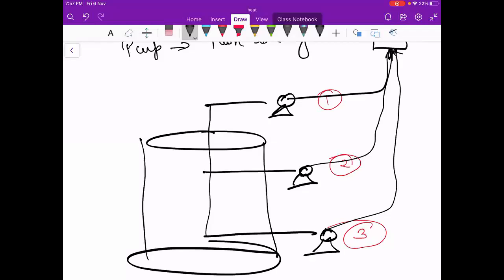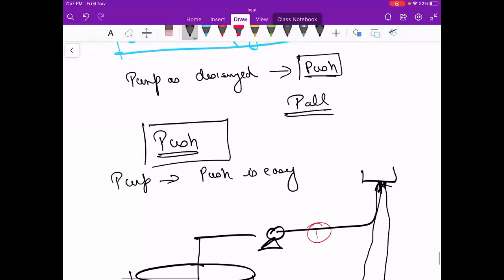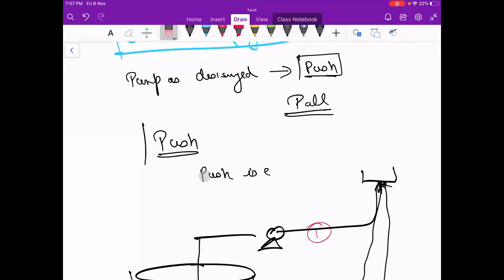Wait, one concept I think I have told wrong here. Pull is easy. Some student has written that. I am talking about the almira, but I actually have to tell you regarding the pump. Sorry for the mistake. While talking about the almira, pull is easy, but for the pump, actually push is easy.